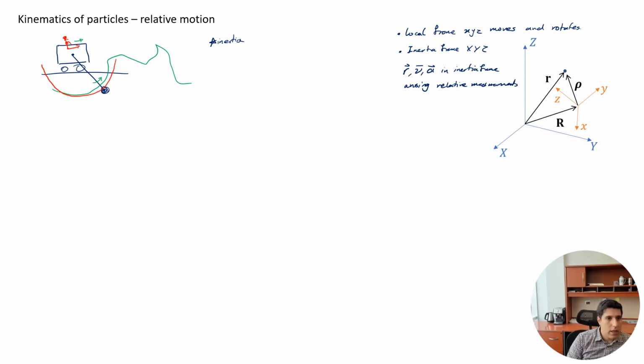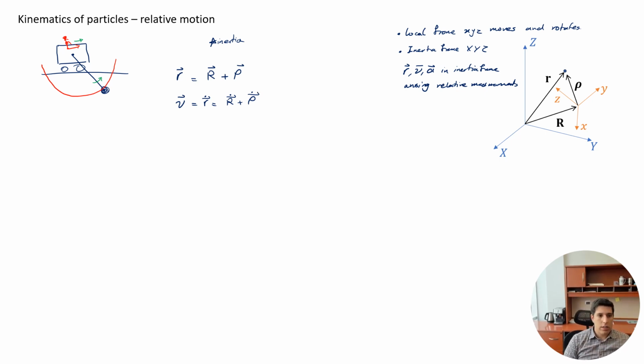All right. So let's begin simple. Let me delete this. From just looking at the vectors, I can know that R, which is the position in the inertial frame, is the position of the frame itself plus the relative position in that frame, rho. So this is good. Now, next one is velocity. Velocity is the derivative of R, which is R dot plus rho dot.